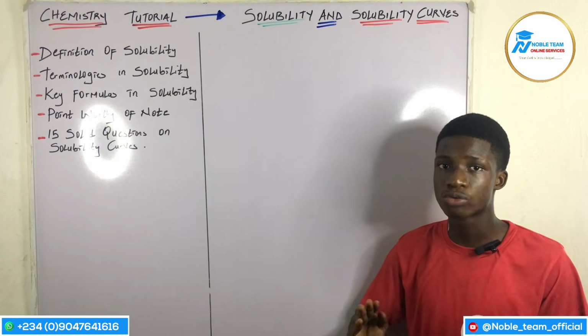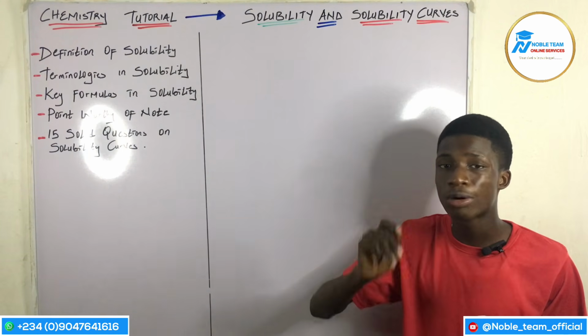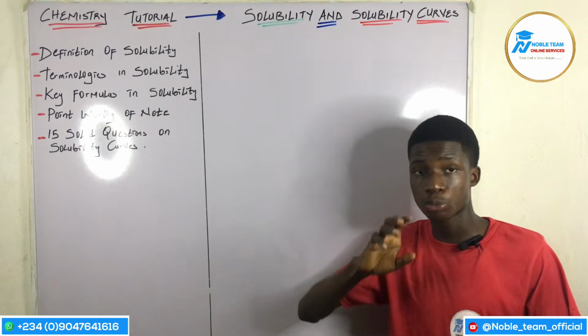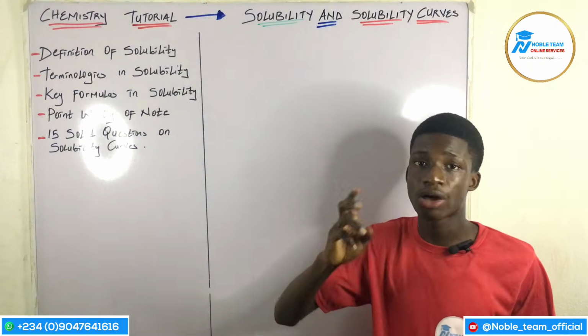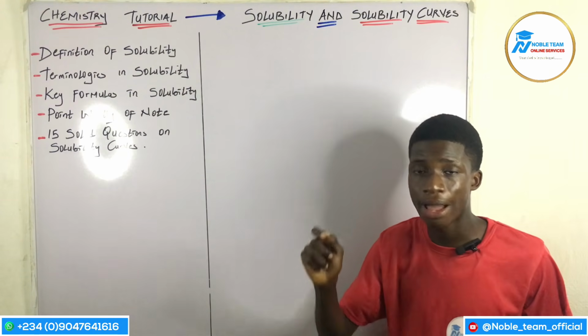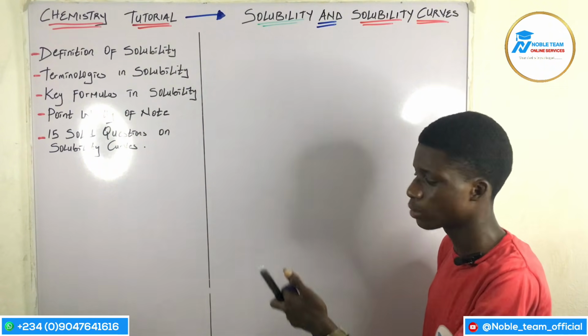I hope this is well understood. Mass of the solute divided by molar mass of the solvent? No, not molar mass of the solvent. Mass of the solute divided by mass of the solvent multiplied by 1000, divided by molar mass of the solute. Now let's look at this question.